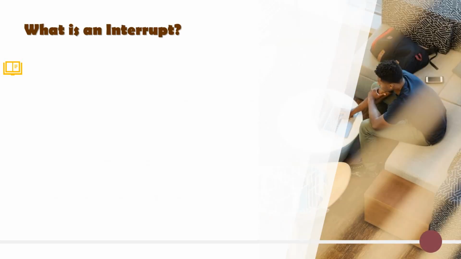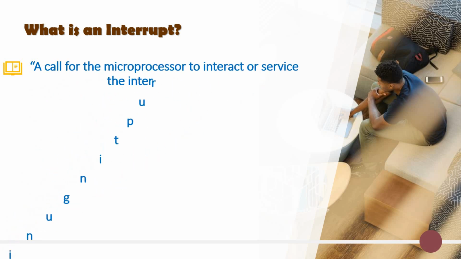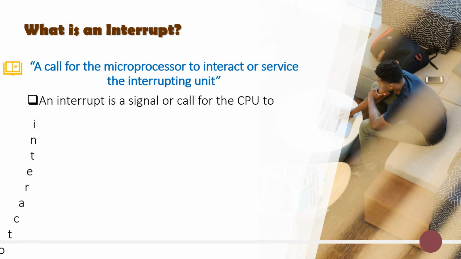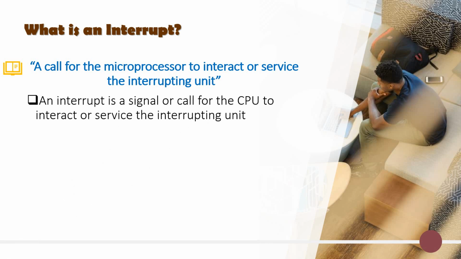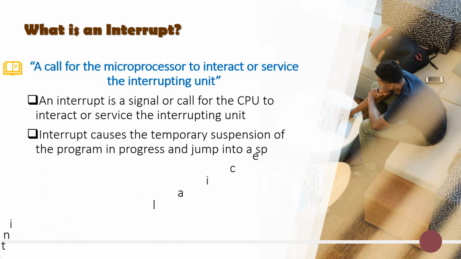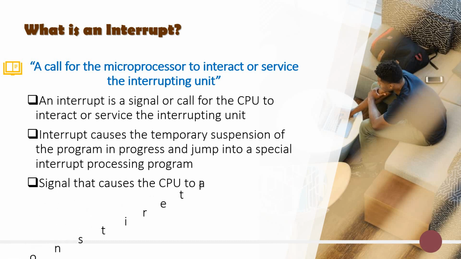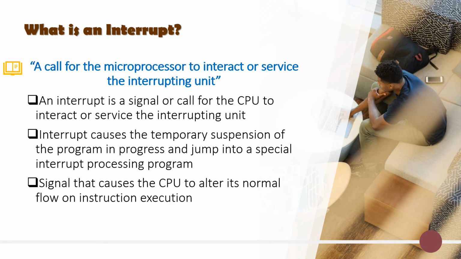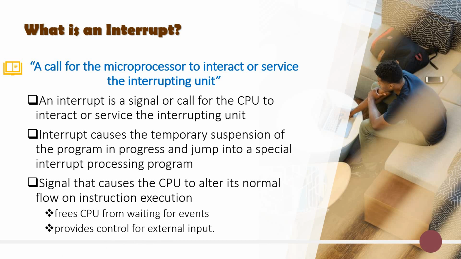What is an interrupt? A call for the microprocessor to interact or service the interrupting unit. An interrupt is a signal or call for the CPU to interact or service the interrupting unit. Interrupt causes the temporary suspension of the program in progress and jump into a special interrupt processing program. Signal that causes the CPU to alter its normal flow of instruction execution. Frees CPU from waiting for events. Provides control for external input.